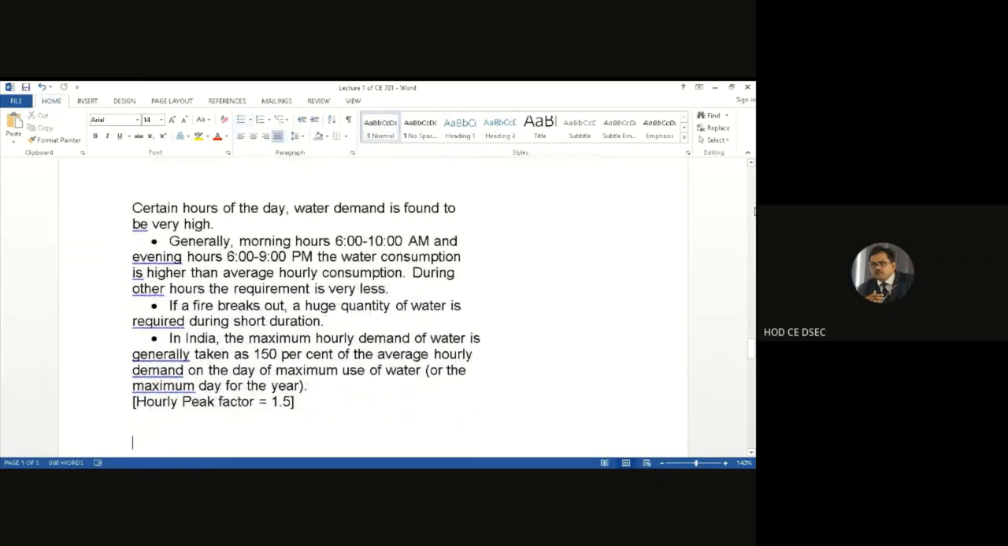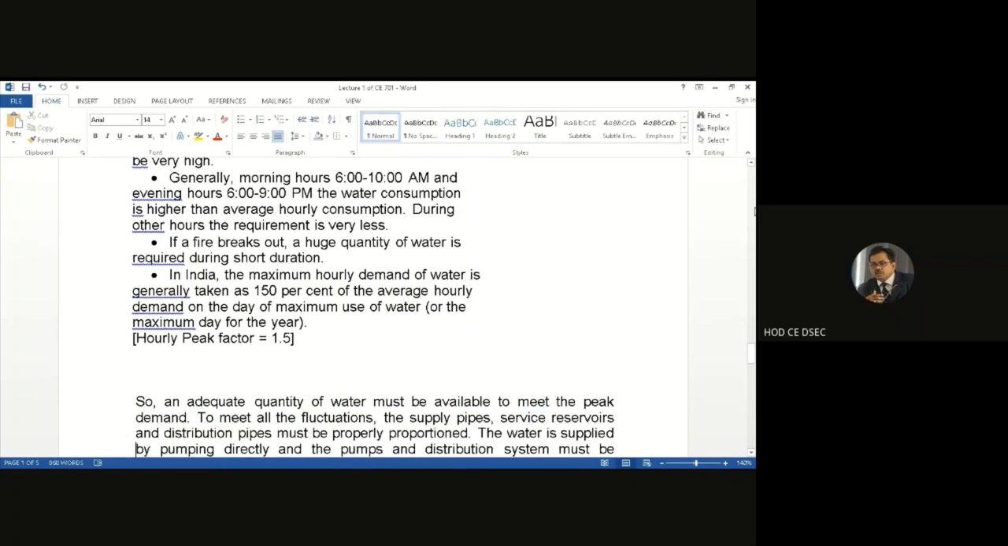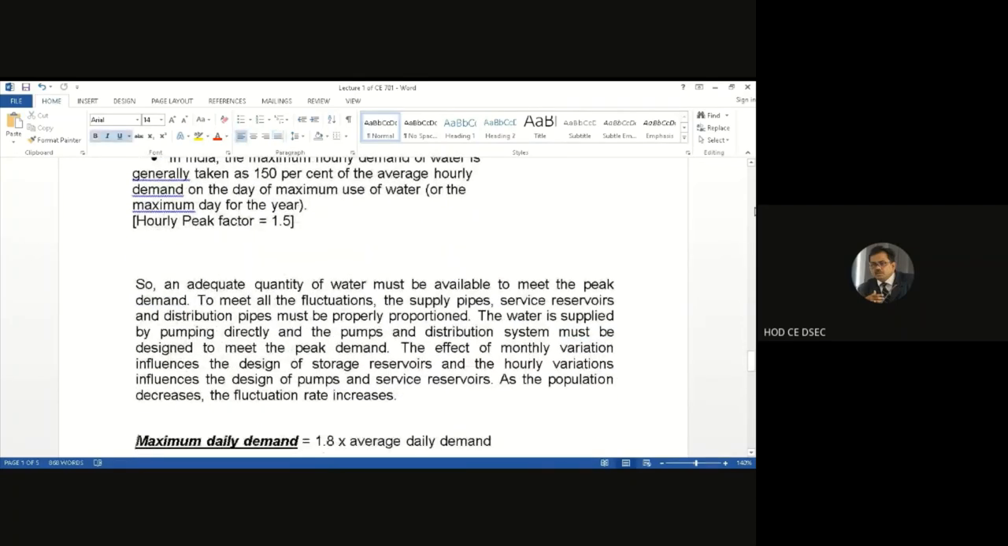Now, in India, the maximum hourly demand of water is generally taken as 150%. That means the peak factor is 1.5, that is 150% of the average hourly demand on the day of maximum use of water, the maximum day of the year. So the hourly peak factor is 1.5.